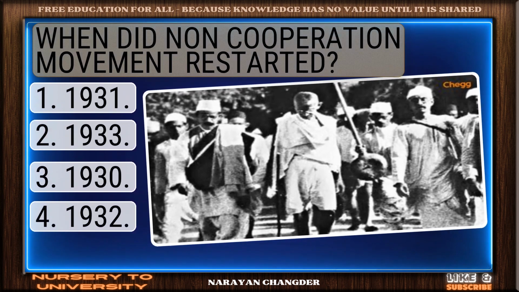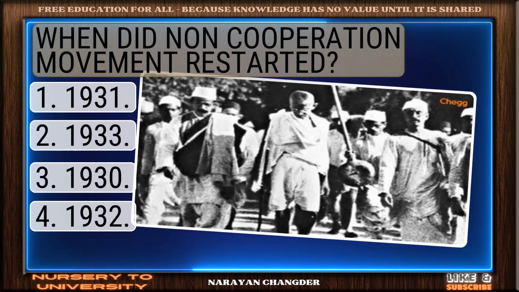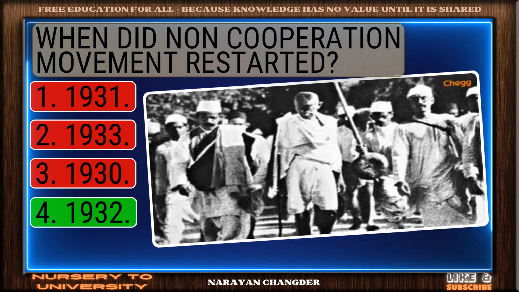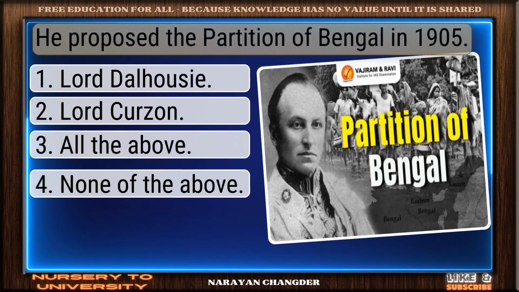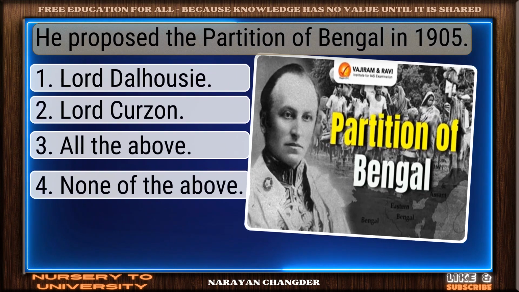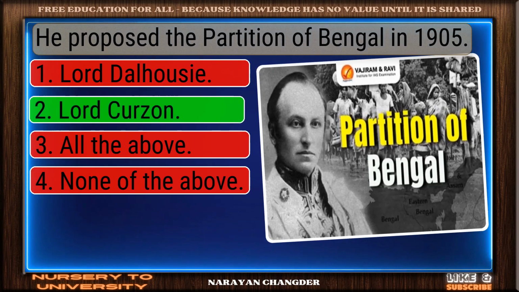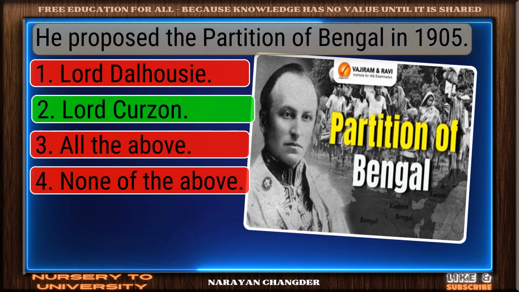When was the non-cooperation movement restarted? On track. 1932 is correct. He proposed the partition of Bengal in 1905. Smart pick. Lord Curzon is correct.